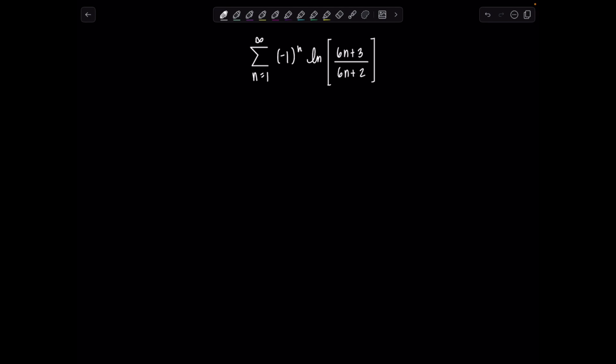So we're going to determine whether or not the following infinite series converges or diverges. We have the sum n equals 1 to infinity, negative 1 to the n times natural log of (6n plus 3) over (6n plus 2).